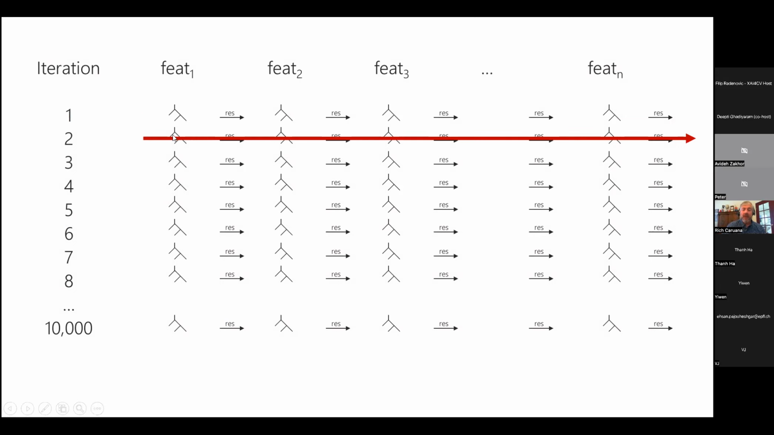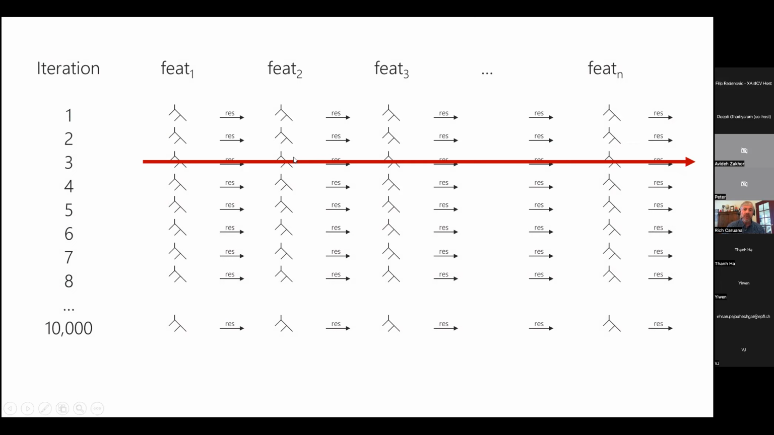Second iteration, we add a second tree for feature one, a second tree for feature two. We keep updating the residual. So this is a standard boosting algorithm. We do many, many iterations, as many as 10,000 iterations, and we use early stopping on a validation set to tell us when to stop. In the end, we have a column of perhaps as many as 10,000 trees, all of which were trained on feature one, another 10,000 trees all trained on feature two.